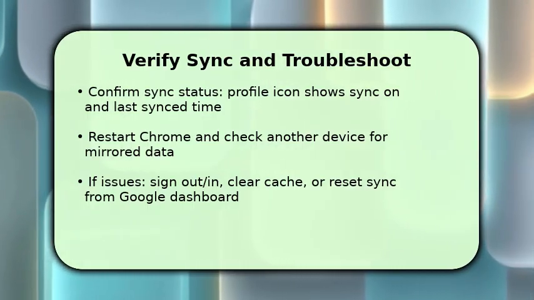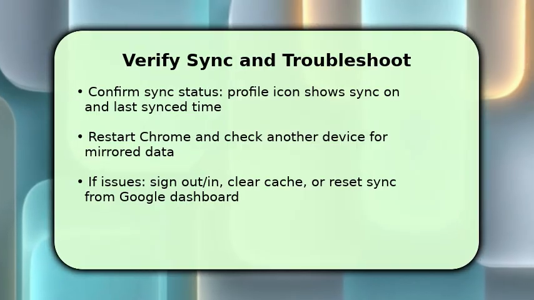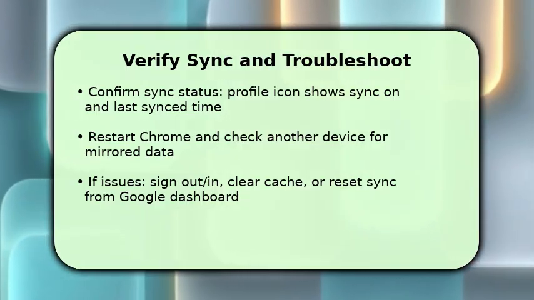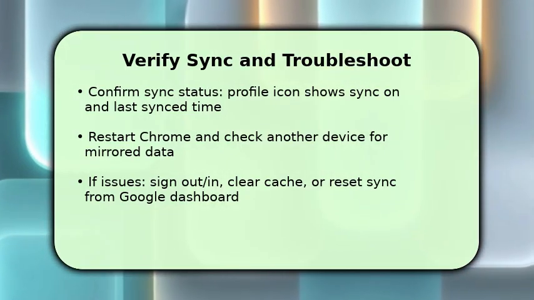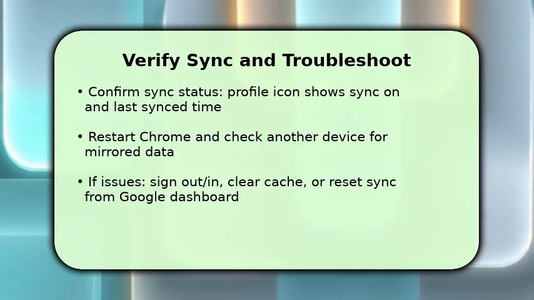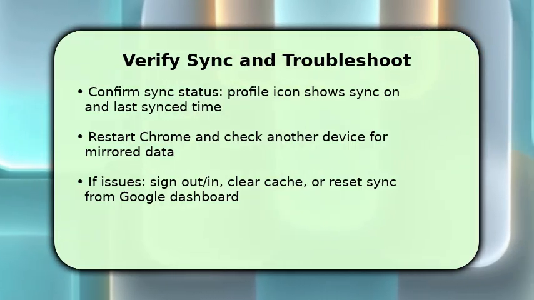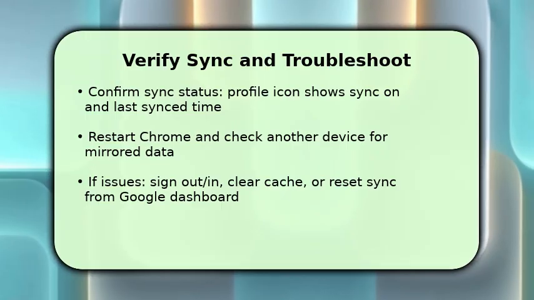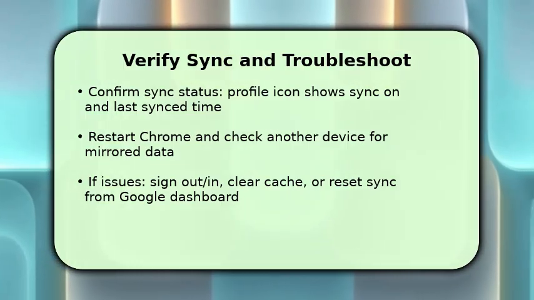If sync didn't start, sign out and sign back in, restart Chrome, or clear cache to remove transient errors. If problems persist, reset sync from your Google account's dashboard to reinitialize sync data. This often fixes stubborn inconsistencies.